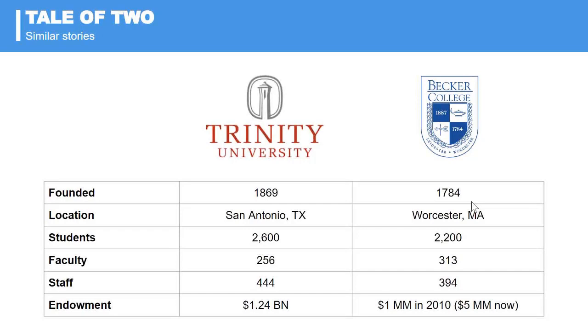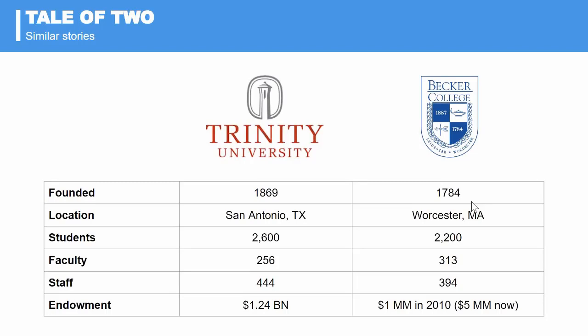They're both very historic universities. You'll see both founded quite a number of years ago, 1869 and 1784. In fact, Becker College is one of the first universities that was established in the United States, and Trinity was one of the first universities established when Texas became part of the United States. They both are small liberal arts schools, about 2,000 students or so, and about the same number of faculty and staff. What you'll notice, though, is their endowment is pretty massively different.